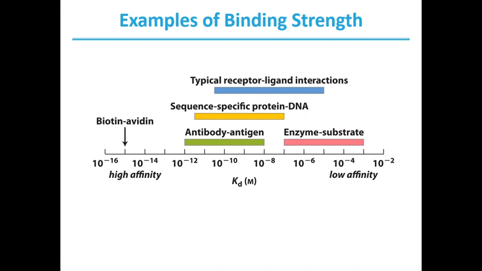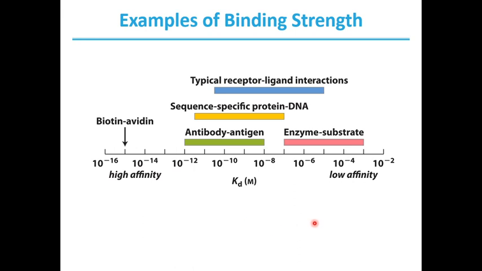The color bars indicate the range of dissociation constants typical of various classes of interactions in biological systems. A few interactions, such as between the protein avidin and the enzyme cofactor biotin, fall outside the normal ranges. The avidin-biotin interaction is so tight that it may be considered irreversible. It has a binding affinity of 10 to the minus 15 molar. That is extremely tight.